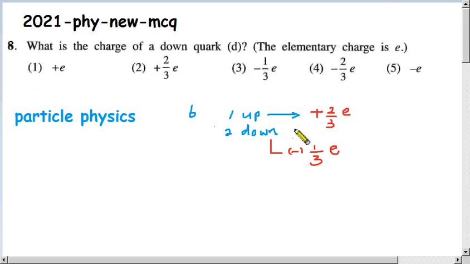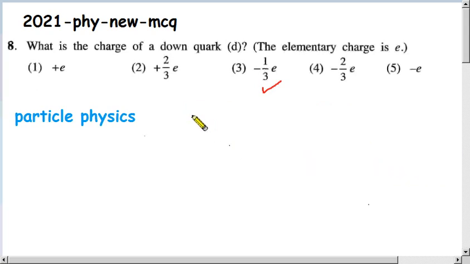So what they ask is this one: what is the charge of a down quark? The charge of a down quark is this one. So this is the answer. Very easy question. You are lucky to have these types of questions.